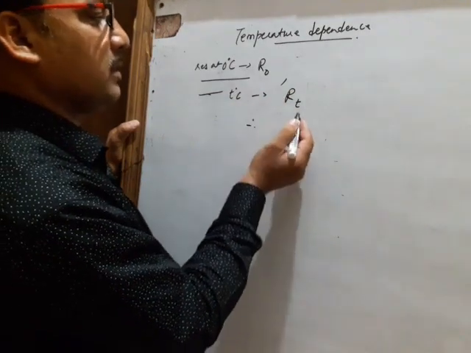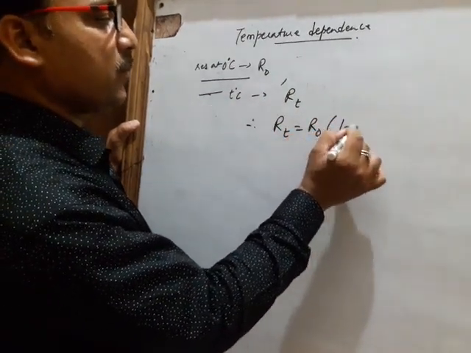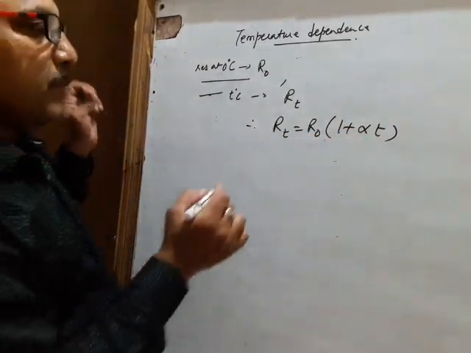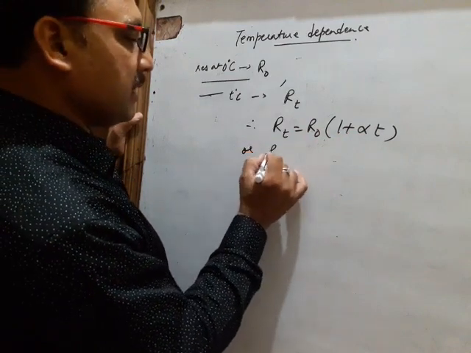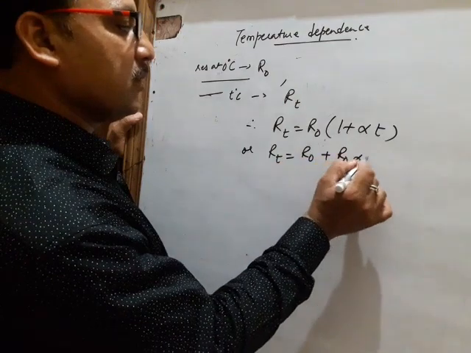So therefore, if I have to write RT, you can write RT equal to R0 into 1 plus alpha T. This is the formula which you have to remember. Or you can say RT equal to R0 plus R0 into alpha T.